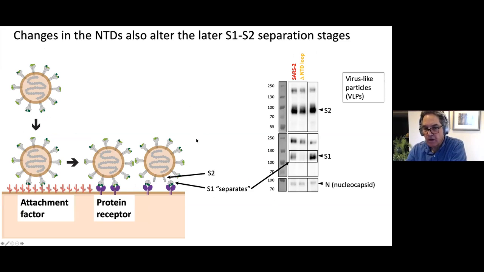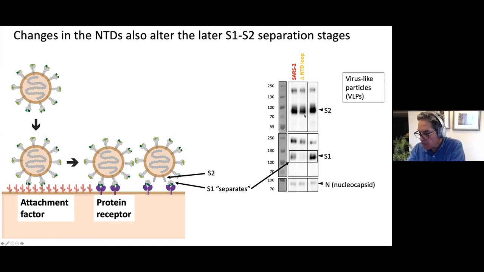This was done with virus-like particles, and using these SARS-CoV-2 virus-like particles, they actually found that this propensity to shed S1, which is focused on the middle lane of the Western blot, was particularly enhanced in the delta NTD viruses.